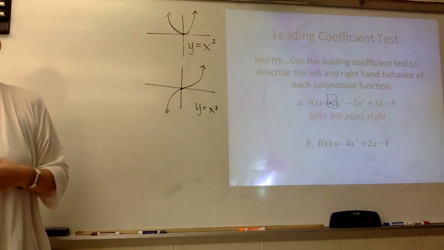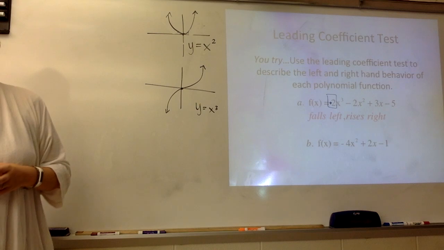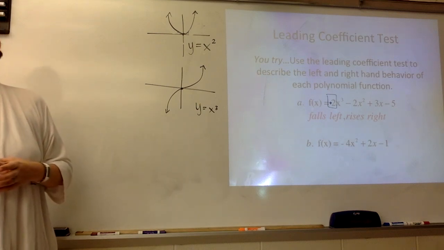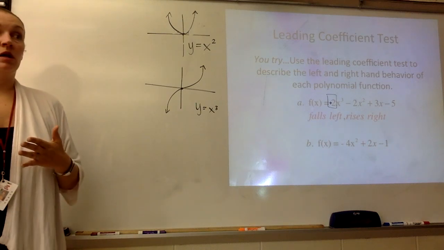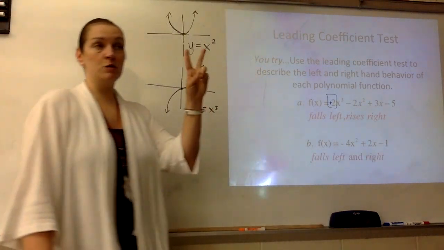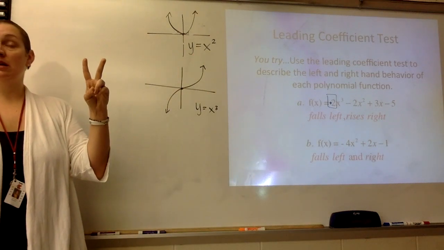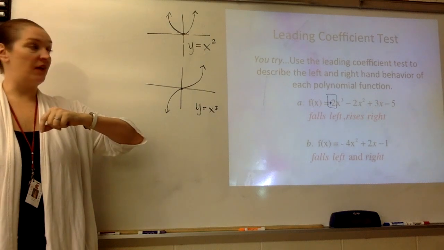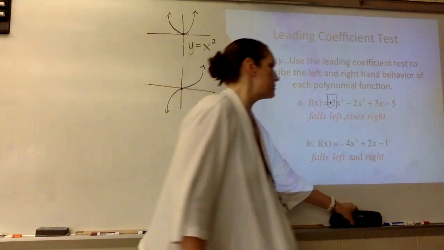Negative 4x squared. This one should be super easy. What's the end behavior based on the leading coefficient test? Both fall. Left and right fall. It's going to be a U shape because it's an even n value, but then it's going to fall downward because there's a negative out front. Okay, so that's the first part of this lesson.